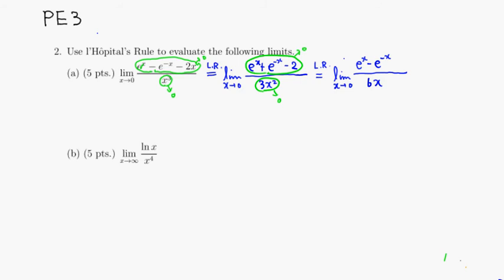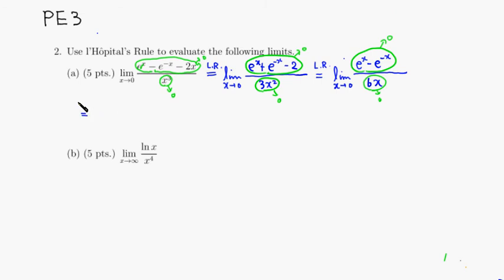Then plug in 0 again. And still, the denominator goes to 0. And e to the 0, 1 minus 1, so again we still have 0 over 0. Then apply another L'Hopital's rule.